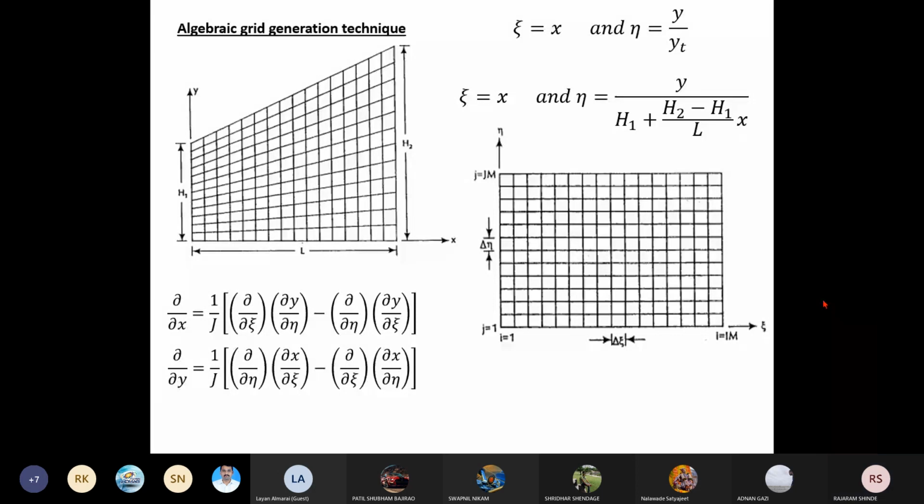We can derive these relations by using a polynomial between these grid points. That means these algebraic relations are generated by using an interpolation polynomial between the specified boundary grid points and the interior grid points. Now here, if you observe, these are the boundary grid points.